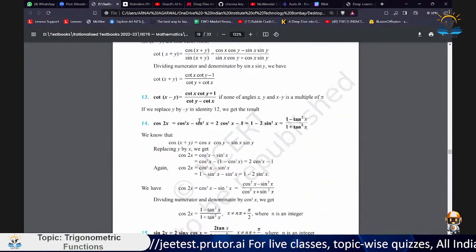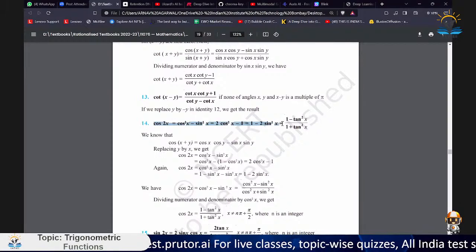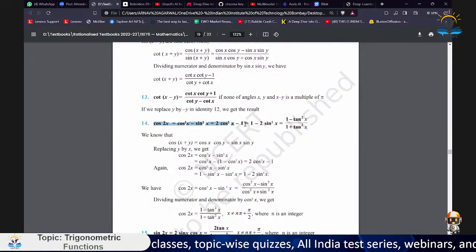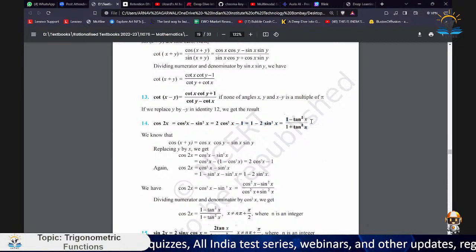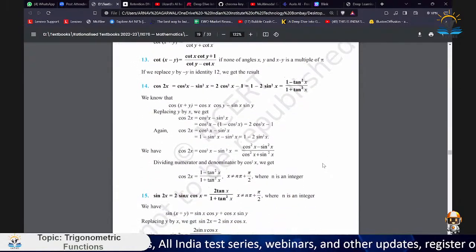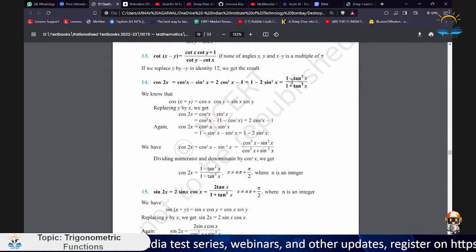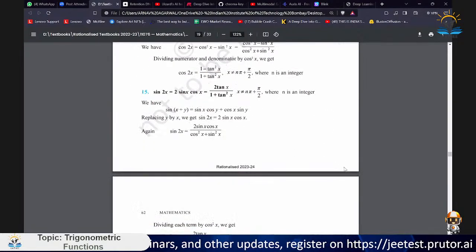This cos 2x identity is very important. It's cos square x minus sin square x, which is equal to 2 cos square x minus 1. And it is also equal to 1 minus 2 sin square x, which is also equal to 1 minus tan square x upon 1 plus tan square x. You can verify this identity by putting tan square x equal to sin square x upon cos square x. It's the same thing.